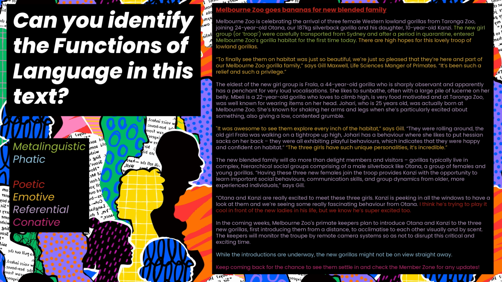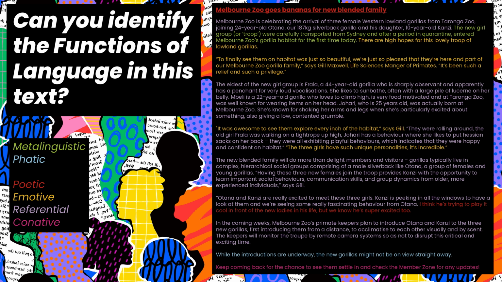We've got language that is phatic right at the end. While the introductions are underway, the new gorillas might not be on view straight away. Aiming here to deliberately connect with their audience of people who regularly go to the zoo or who are interested in seeing these new gorillas. And they're using this complex sentence to manage the expectations of the audience, who clearly are people very interested in Melbourne Zoo's new additions to the gorilla troop.